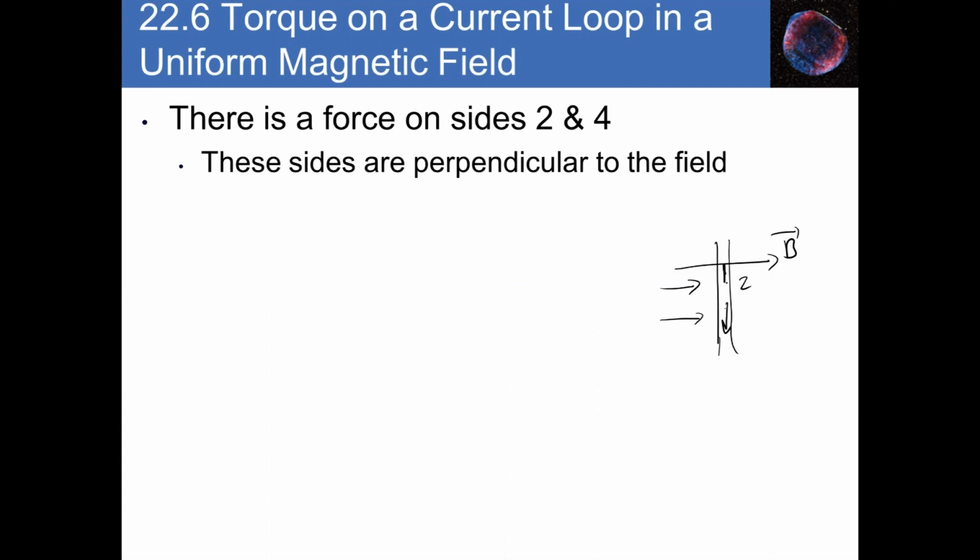For segment 2, if I choose this direction for my ds segment and apply that equation for the force, then I can see that there is going to be a force acting on it, because those two are perpendicular to one another. Let's say this is negative j hat, this is i hat. So there's going to be a force acting on it.